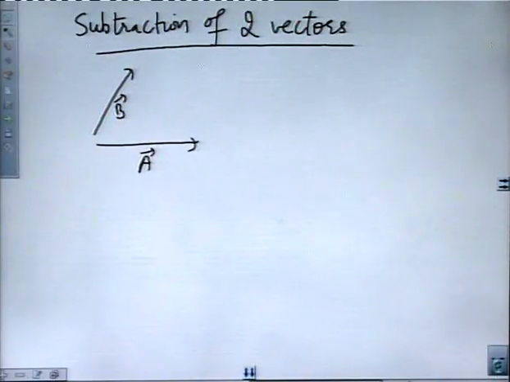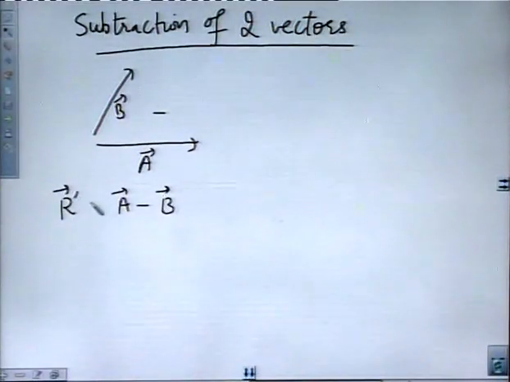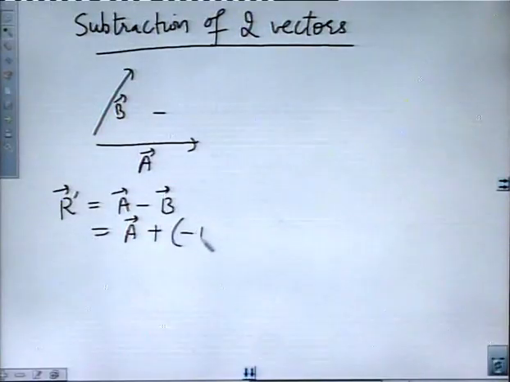Now in this case we have to subtract these two vectors. So let us take A vector minus B vector. This is denoted by R vector dash. The resultant of subtraction is R vector dash, which is equal to A vector minus B vector. Now this can also be written as A vector plus minus of B vector. In this case we are adding minus of B vector to the A vector.